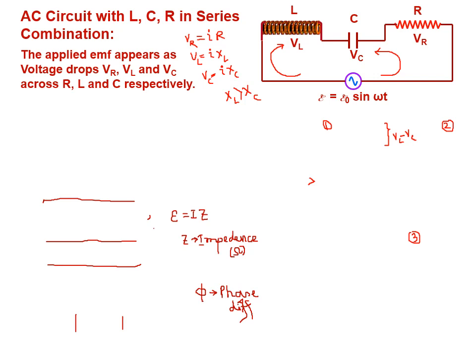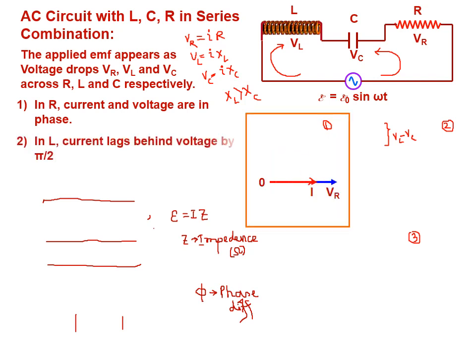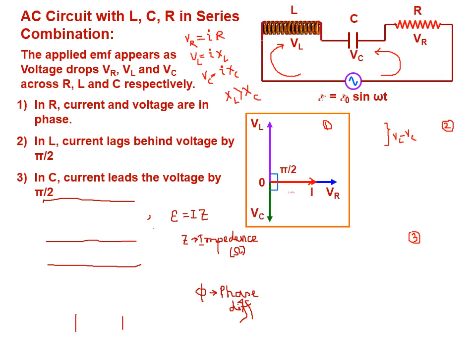Remember, VR is equal to I into R, VL is equal to I into XL, and VC is equal to I into XC. In our specific case, we have taken XL greater than XC. So in the R circuit, current and voltage are in the same phase. In the L circuit, current lags behind voltage by pi by 2, and that is for VC, the voltage is lagging behind the current.